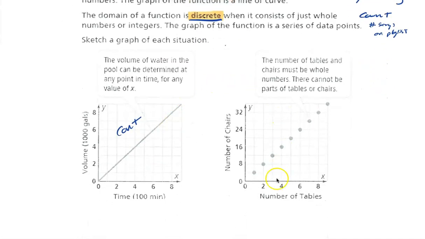With something discrete, like the number of tables and number of chairs, that's something you have to count. You have to count how many chairs and tables we have together. So you can't have like 2.5 tables or 8 1/3 chairs. It doesn't make any sense. So this would be discrete. If you notice, it's not connected.